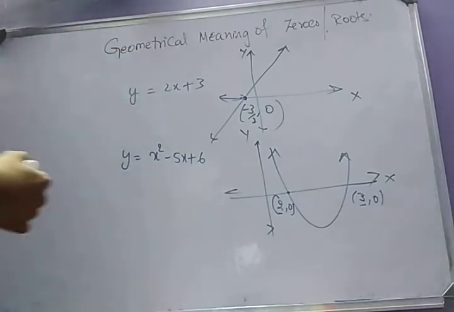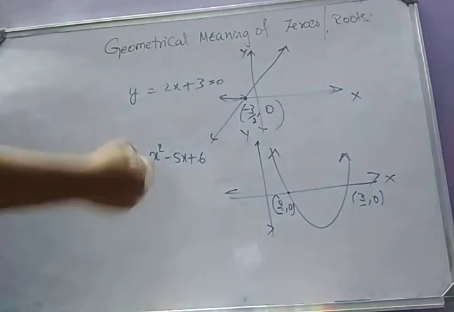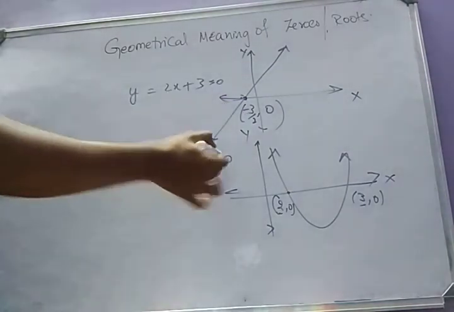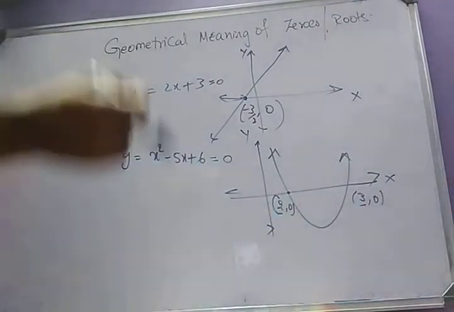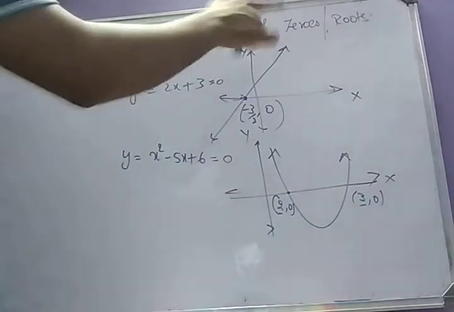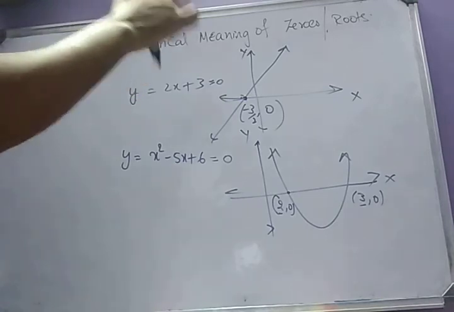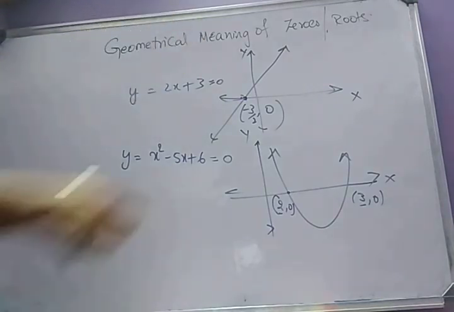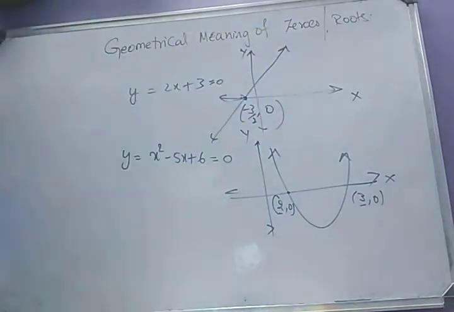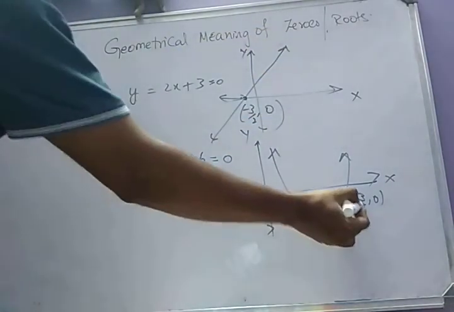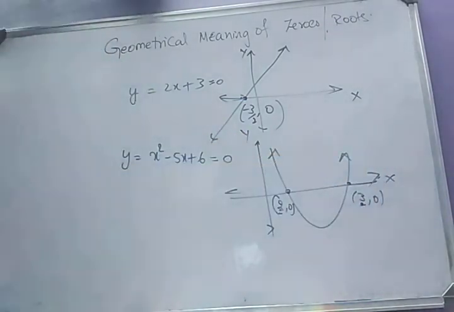So what is the root of the equation 2x plus 3 equal to 0? Minus 3 by 2. What are the roots of the equation x square minus 5x plus 6 equal to 0? 2 and 3. So we can say it like this. Understand again the geometrical meaning of zeros of a polynomial. Where do I find the zeros on the graph? They are the x-coordinates of the points at which the graph intersects the x-axis, right?